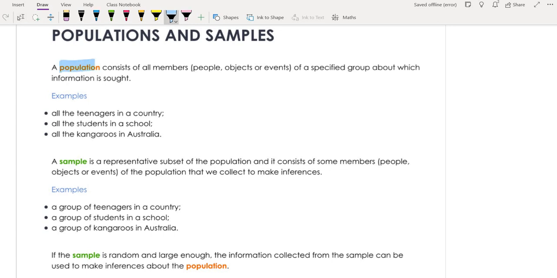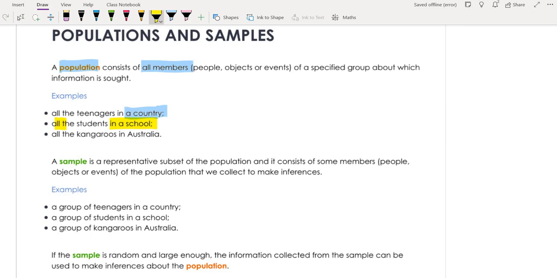A population consists of all members, and it's not about all members of a country, which is what most people think of when they hear population in the media, like population of a country, population of the earth. However, it could be as small as all students in a school. So it's all about the setting. If we're doing a survey about the school and we ask everyone at the school, that's the population of the survey.